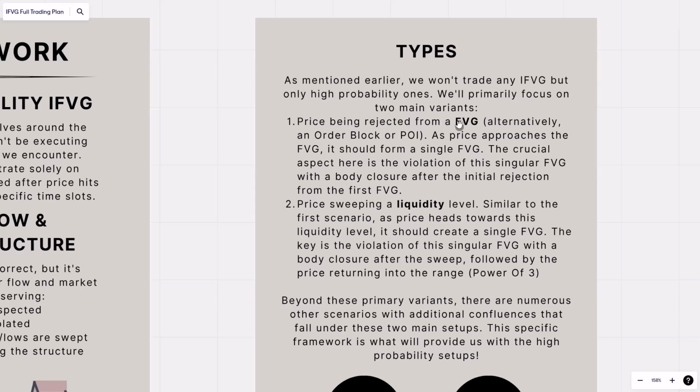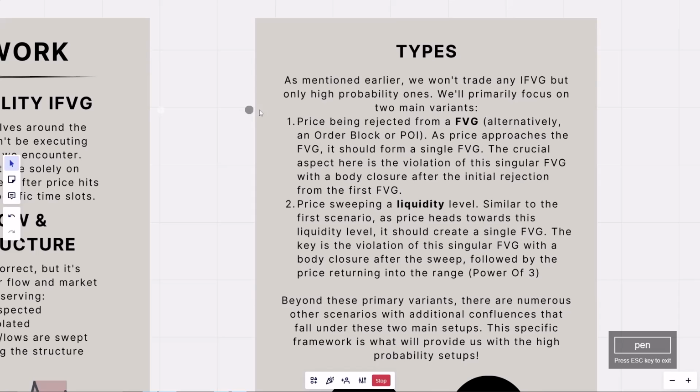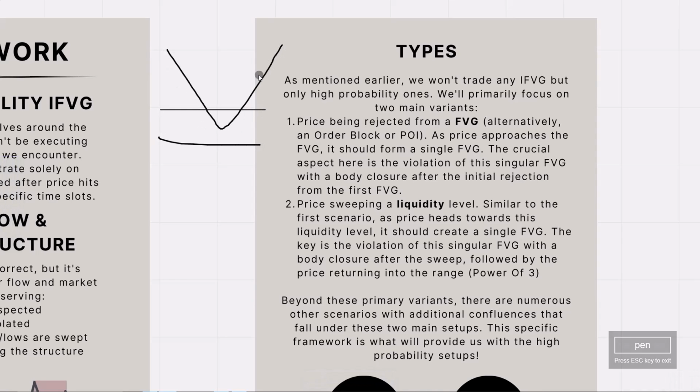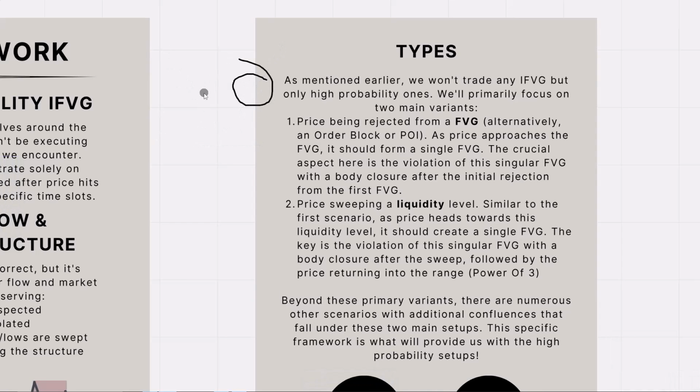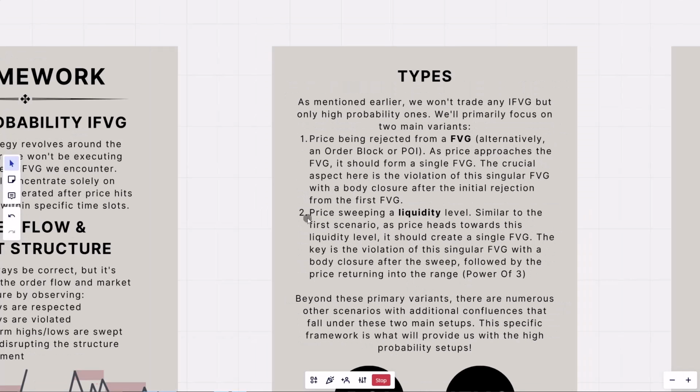Now, first of all, is the price rejected from a fair value gap. So for example, we have price creating a fair value gap, coming into that fair value gap. Then if there is an inverse here, that's a high probability one. We want to see a reaction from a fair value gap, or the second one is price sweeping a liquidity level. That means we have a liquidity level, price sweeps that one, and creates an inverse fair value gap here. That's the high probability one. Those are the only two types that we're going to be focusing on, right? Nothing more. So either price rejected from a fair value gap or price sweeping a liquidity level.